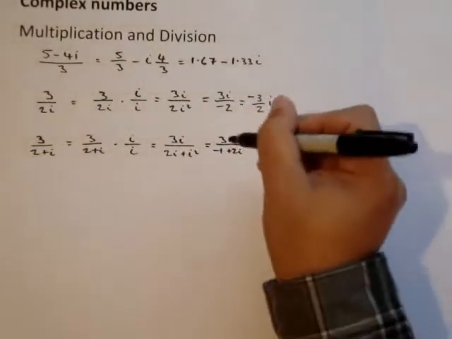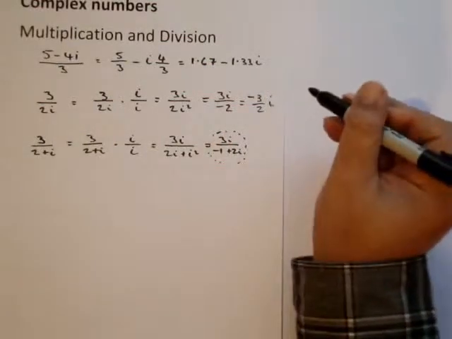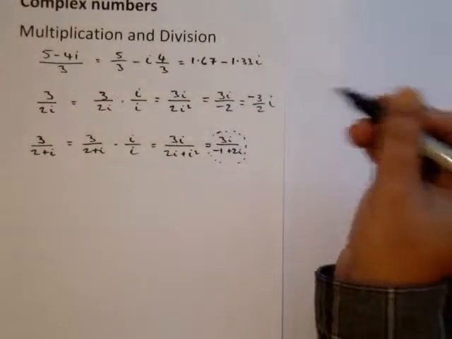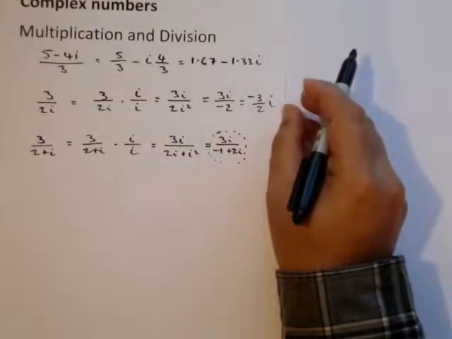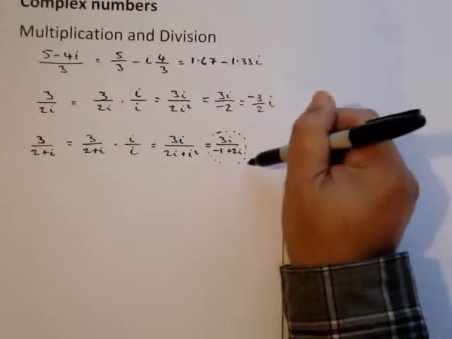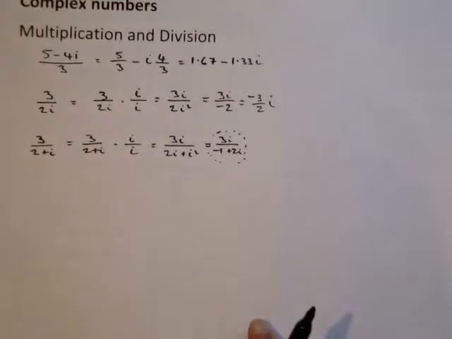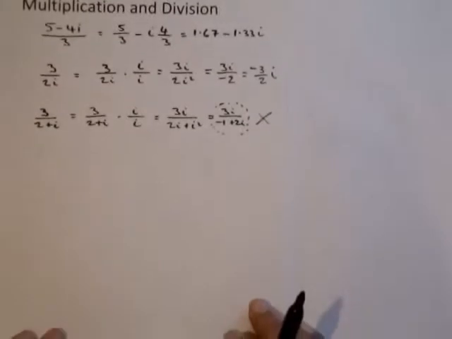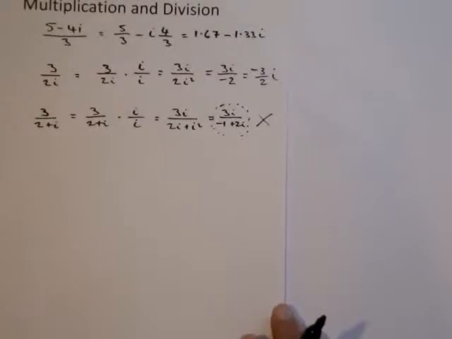Now this answer, although it is an answer, we cannot have i in the denominator, similar to having a square root in the denominator. So we need a method of doing this sum where we're not left with an i in the denominator. So this is not acceptable. So how do we do that? Well, we do that by using something called the complex conjugate.